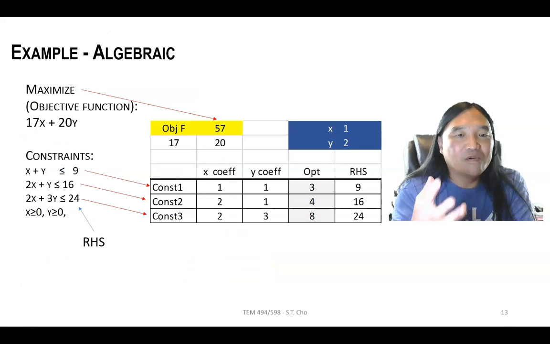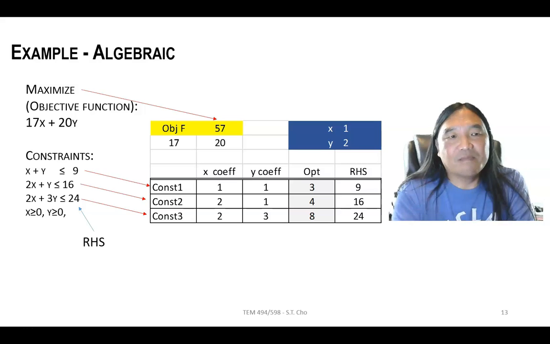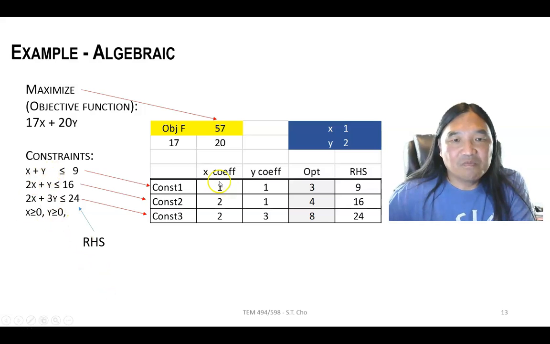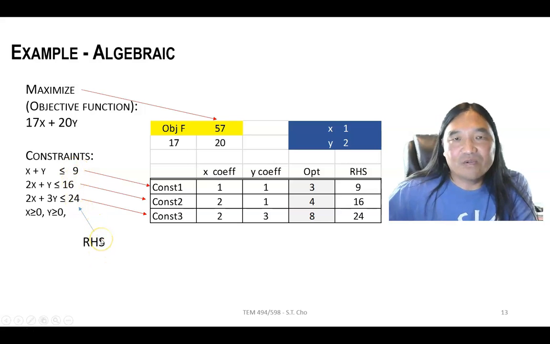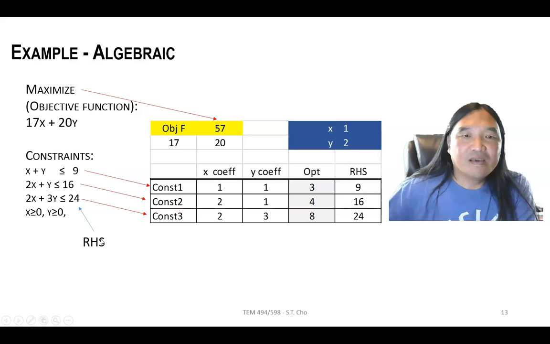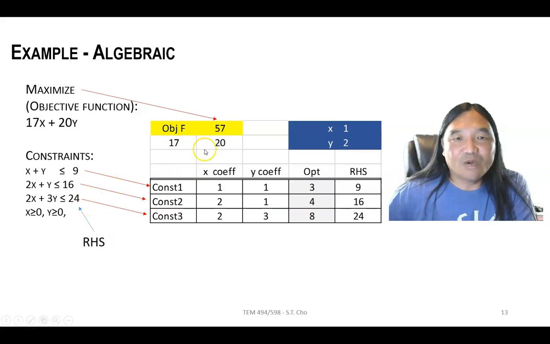If I just take a simple algebraic example where I have 17x plus 20y, and then I have all these constraints. I have coefficients, it optimizes what x should be, what y should be, non-zero constraints. And so these limits on the constraints are referred to as the right-hand side. And my objective function is this. This is what I want to maximize or minimize. And then I need some kind of starting values for x and y.